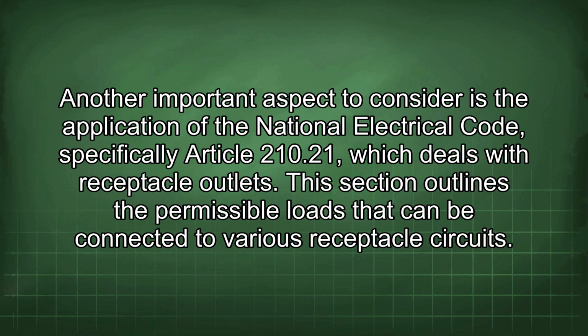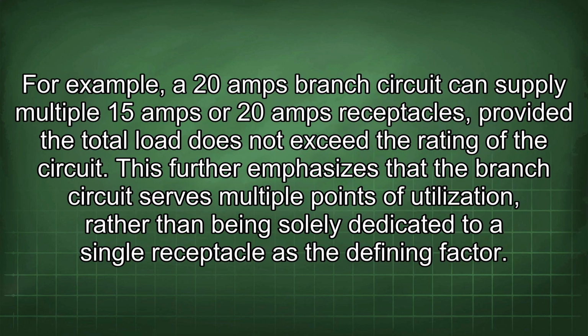This section outlines the permissible loads that can be connected to various receptacle circuits. For example, a 20 amps branch circuit can supply multiple 15 amps or 20 amps receptacles, provided the total load does not exceed the rating of the circuit. This further emphasizes that the branch circuit serves multiple points of utilization, rather than being solely dedicated to a single receptacle as the defining factor.